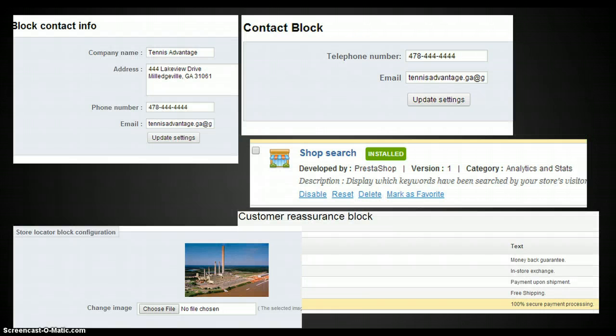I also worked with the store module. I've done the block contact information, which is like company name and address, you can see it. Also done the contact block, and I've worked with the shop search and configured that, as well as the store locator. That's a picture of Lake Sinclair and the Georgia plant. And then I've also worked with the customer reassurance block.